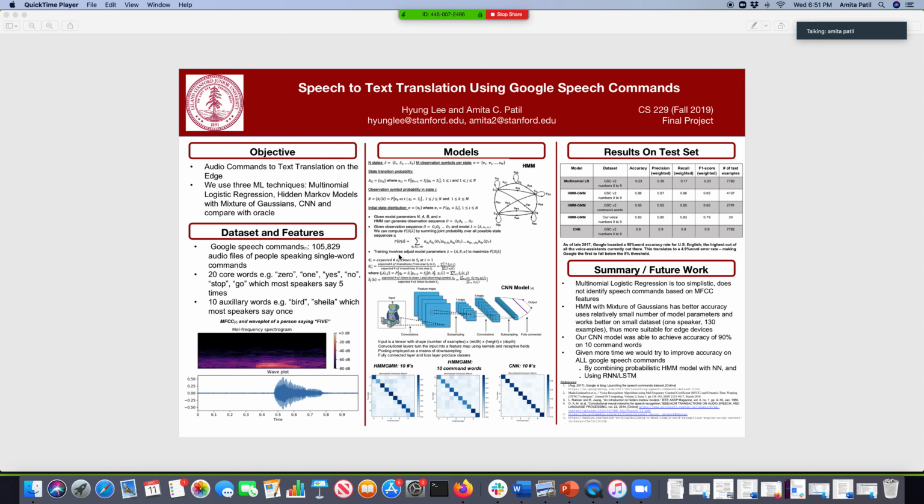Training an HMM uses the expectation maximization technique we learned in class. Here, we adjust model parameters to maximize P of O given lambda, and the model parameters are given below. We also investigated the efficacy of using multinomial logistic regression with the softmax function. And finally, we trained a convolutional neural network.